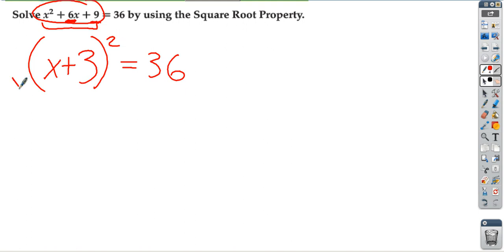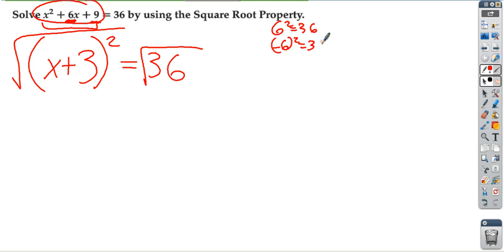sign. So we need to cancel out the squared sign by doing the opposite, which is square rooting. Whatever I do to one side, I have to do to the other. And there's two things you could square to get 36. You could square positive 6, or you could square negative 6. Both will give you 36. So to indicate that, what we do when we take square roots is we put a plus or a minus, a positive or negative, in front of the square root.